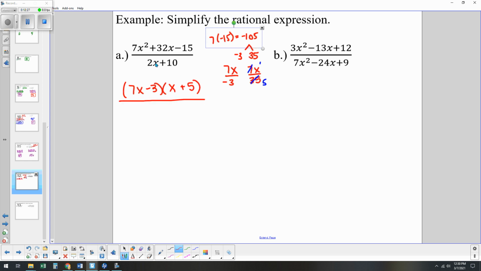And in the denominator, I just have a GCF, right? What's in common between 2x and 10? That's a 2. And I could take out x plus 5 there. So now looking at this, my x plus 5's cancel, and I'm left with 7x minus 3 over 2.